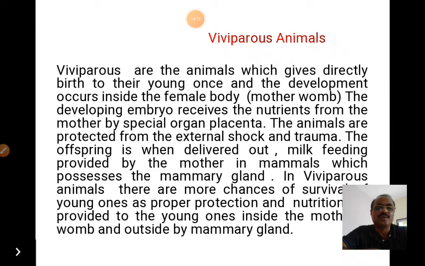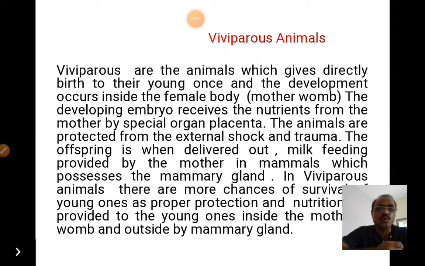The animals, at the time of developing inside the embryo, are protected from external shock and trauma by a particular covering. The offspring, after fully developing in the embryo, is delivered out, and milk feeding is provided by the mother through mammary glands. Females, particularly mammals, possess mammary glands, and with the help of the mammary glands, feeding is done.